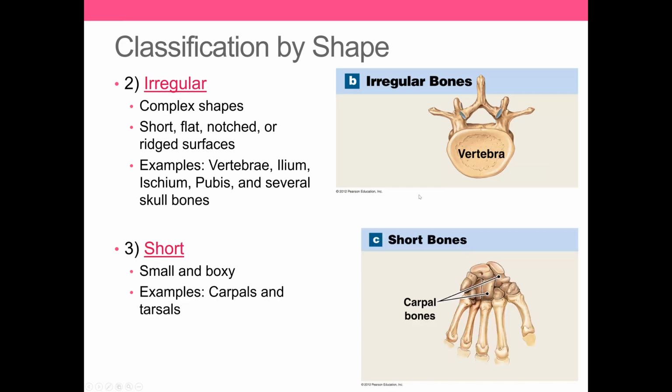The next shape is a short bone. As the name suggests, these are small and boxy, so they look kind of short. You can find these types of bones in your wrist and your ankle. Carpals are the bones in your wrist. Tarsals are the bones in your ankle.